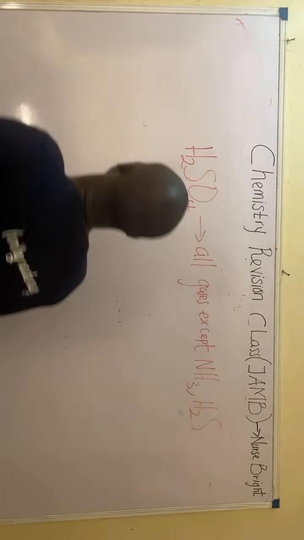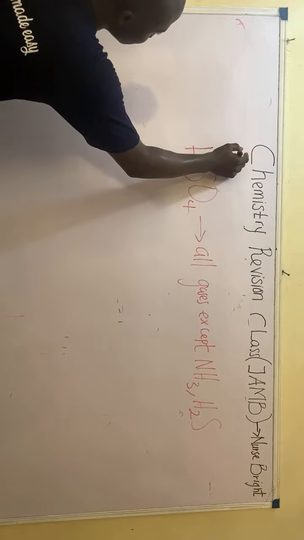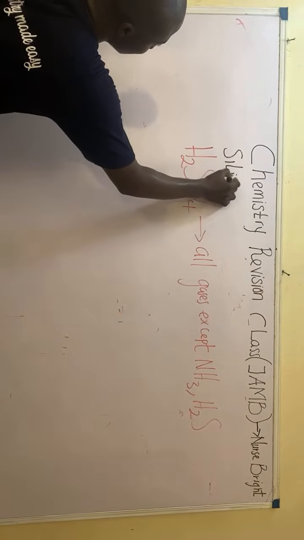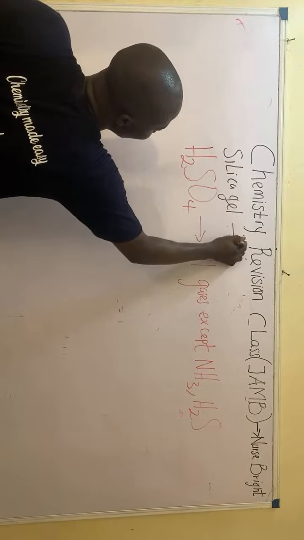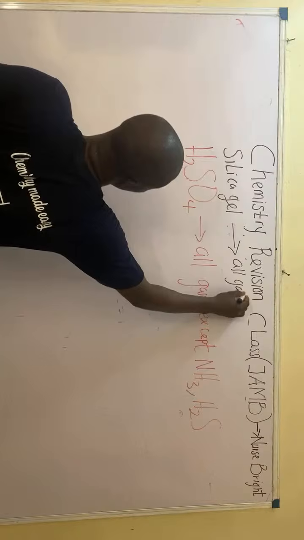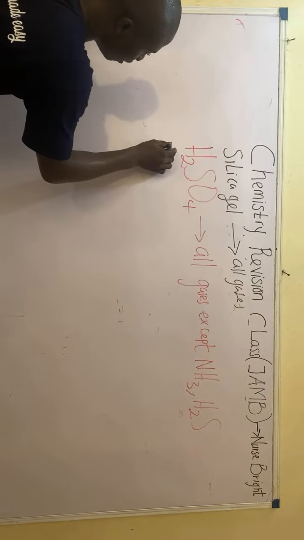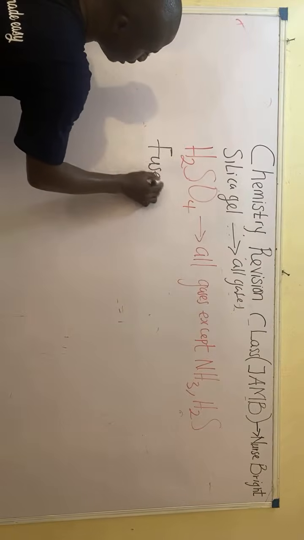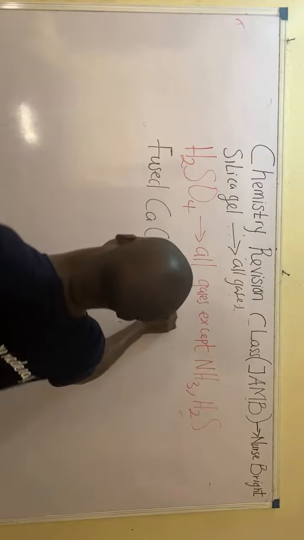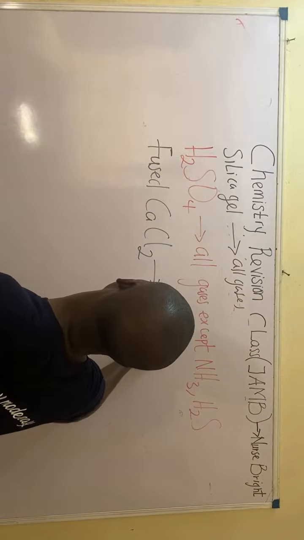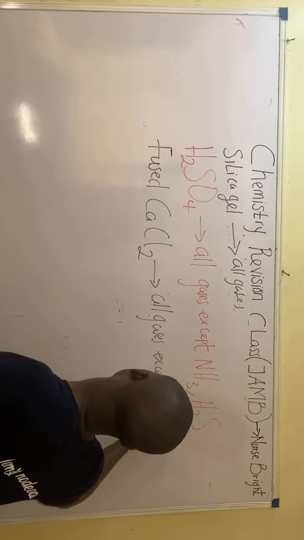Now we have one that dries all gases. We call it silica gel. It dries all gases. Note this. We have another one called fused calcium chloride. Fused calcium chloride dries all gases except ammonia, NH3, as well.